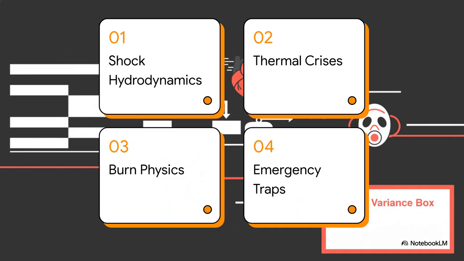Here is our clinical triage board for today. We're going to rapidly process through 4 main modules. Module 1, Shock Hydrodynamics. Module 2, Thermal Crises. Module 3, Burn Physics. And we'll wrap up with Module 4, Disruptive Emergency Traps. Let's get right into it.